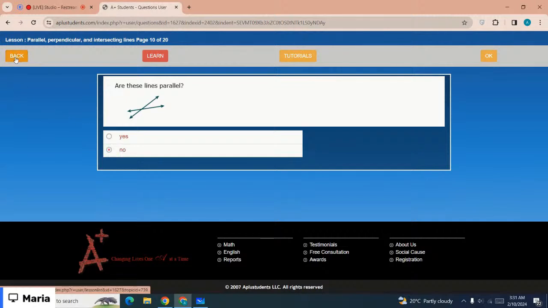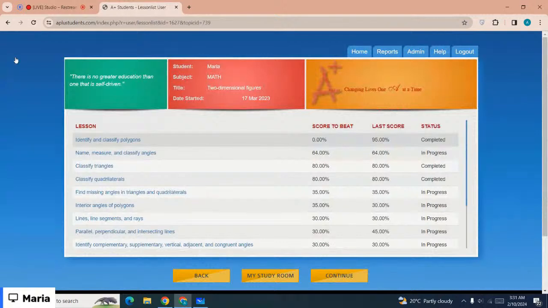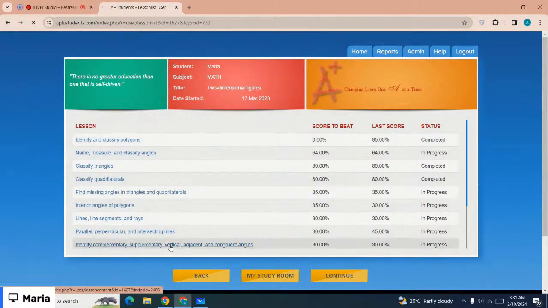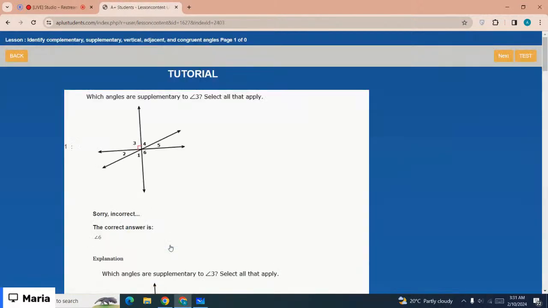Okay, you can complete the lesson by yourself later today. Let me just move on to the next lesson. And the next lesson is identify complementary, supplementary, vertical, adjacent, and congruent angles, right? Let's just start with the first example.